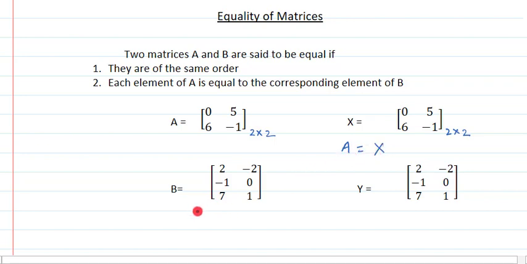Similarly, in another example, you can observe that the order of matrix B is 3 by 2 and the order of matrix Y is also 3 by 2. Let us compare the elements. A11 element is the same, A12 element is the same, A21 element is the same, and the rest of the other elements are also the same. So therefore we can write B equals Y.